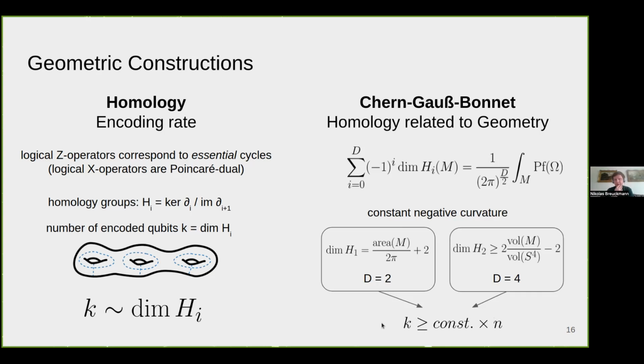And this is very different from the Euclidean case, let's say the toric code, where regardless of how big we make the torus, it will only have 2 essential cycles. So we don't actually gain anything in terms of encoding rate by increasing the size.